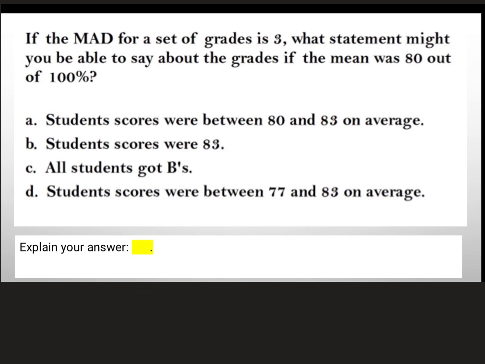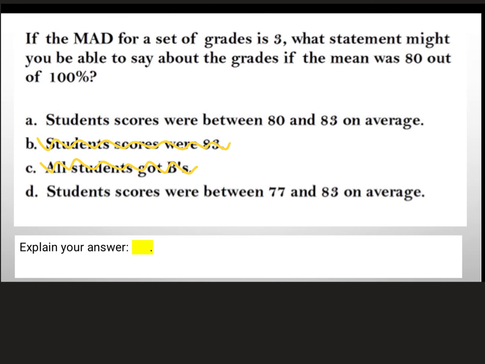So let's think back. Remember, MAD is on average how far the data pieces are from the mean of the data set. So we cannot infer that all students got B's, right? We don't know that for sure because we don't have the list of data points. We also don't know for sure that student scores were all 83.